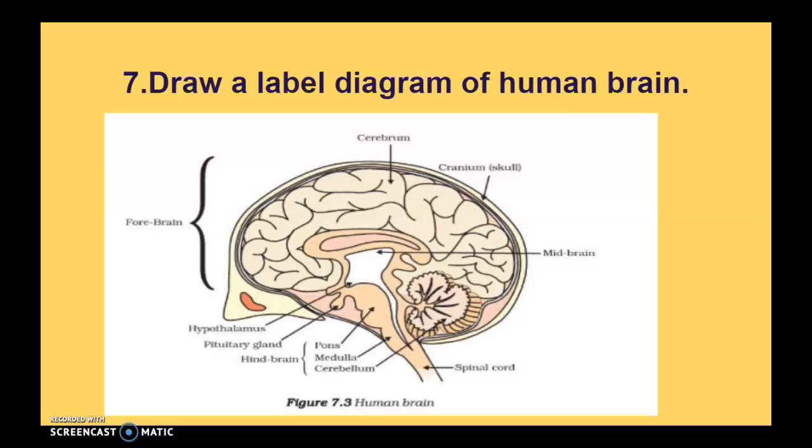Draw a labelled diagram of the human brain. Here you need to draw the diagram of the human brain and label the different parts of the human brain.